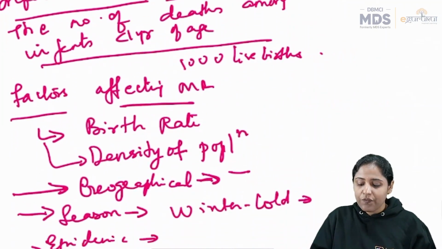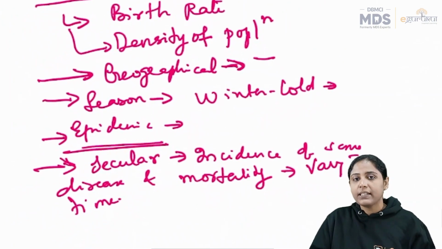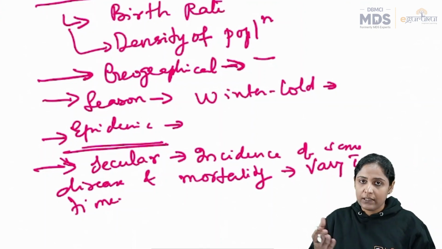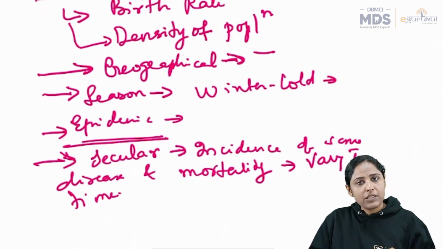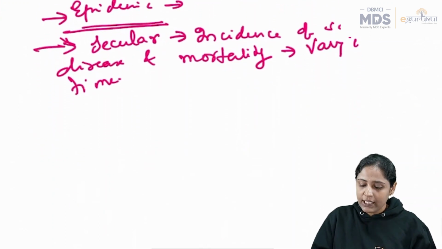Then we saw the factors affecting the mortality rate. It could be birth rate, density of the population, the geographical variations, the secular trends, meaning the changes in time could have an effect on the changes in the mortality in a specific region, seasonal variations, and epidemics. These are all the factors affecting mortality rates.